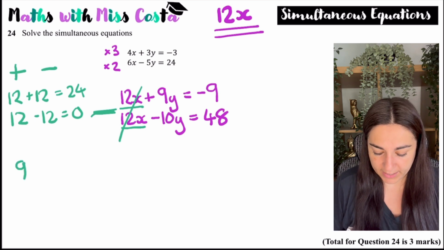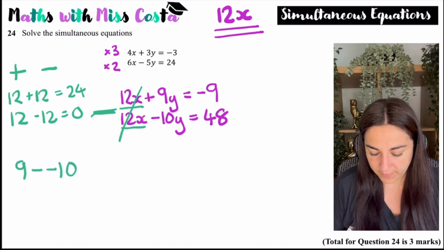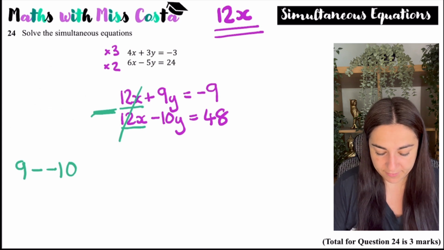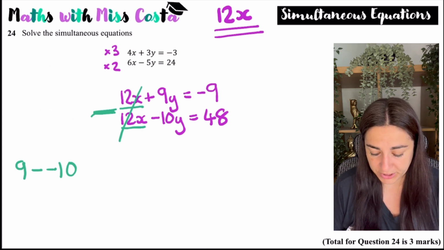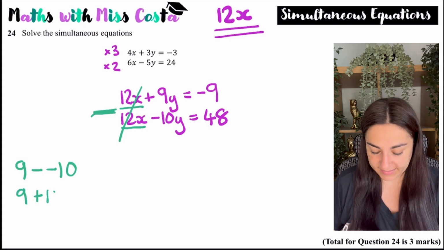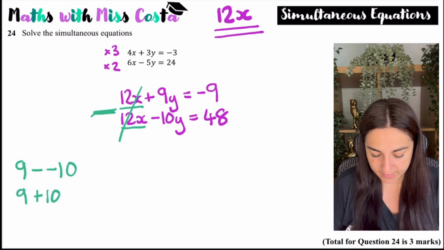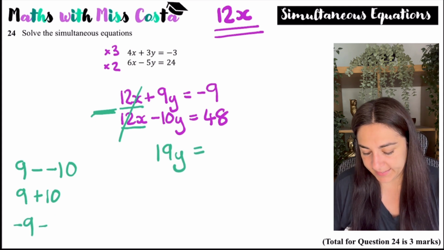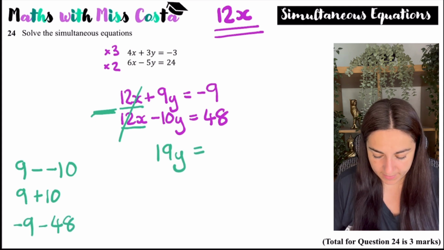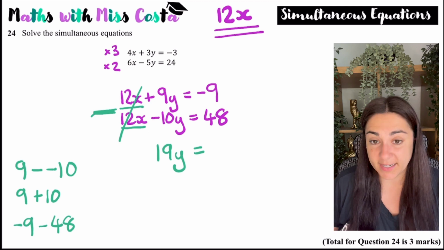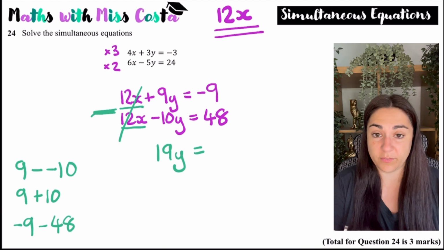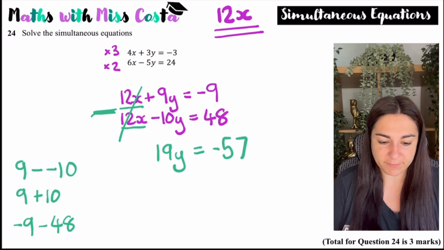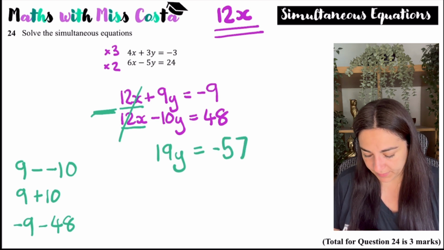So I'm going to do 12 take away 12, which is 0. Then I'm going to have to do 9 take away -10. That's why it's good to have this negative right in front of you to remind you, and maybe do the working to the side. So 9 take away -10 becomes 9 plus 10, which is 19. So I'm left with 19y equals minus 9 minus 48. And remember, you've got your calculator for all of the difficult negative things. So minus 9 minus 48 is minus 57.